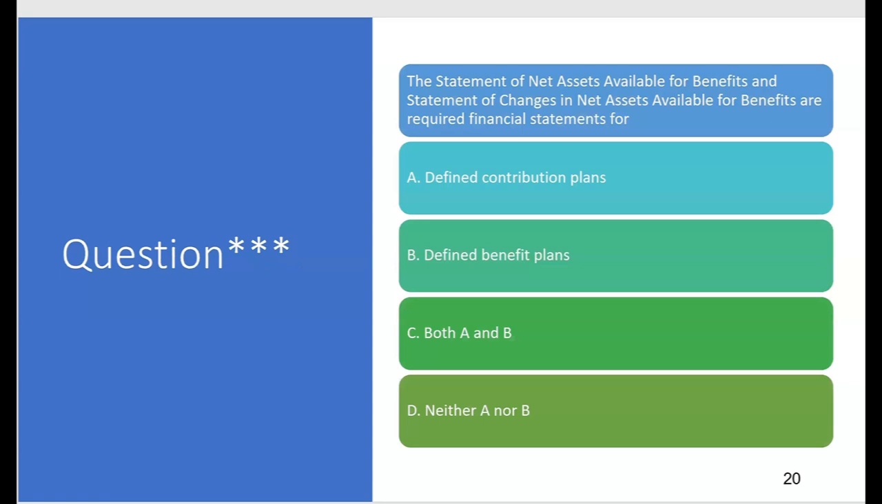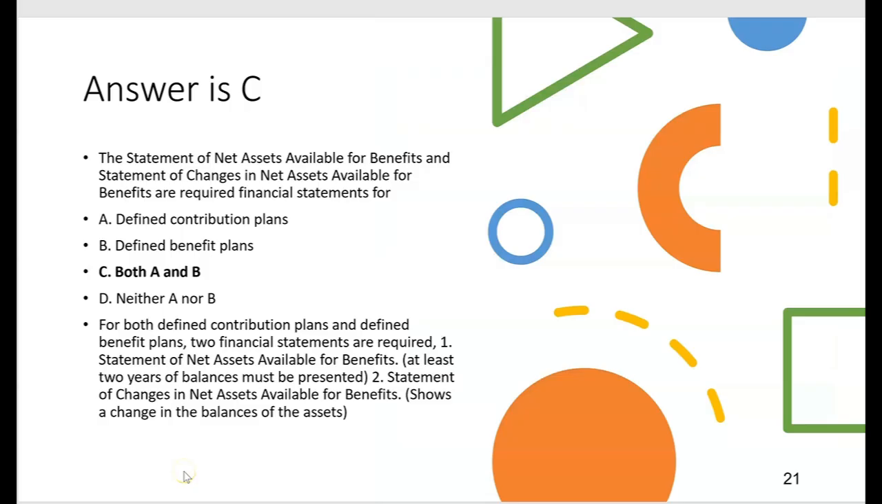All right, the statement of net assets available for benefits and the statement of changes in net assets available for benefits are required financial statements for what? Are they required for defined contribution plans? Yes, they both are. Are they both required for defined benefit plans? Yes, they are. So the answer is C. C is correct, both A and B. There is no cash flow statement, but there is a statement of net assets available for benefits and a statement of changes in net assets available for benefits.